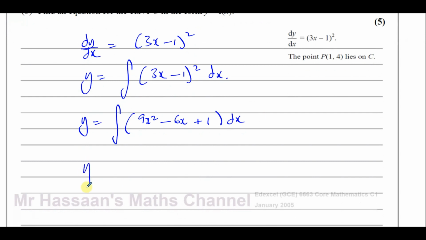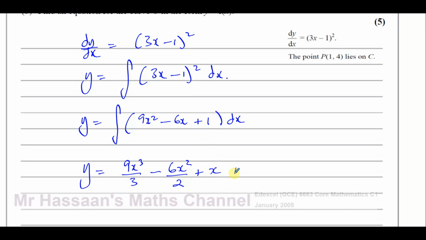So when we integrate, we add 1 to the power, so it's 9x cubed over 3: add 1 to the power, divide by the new power. Minus, add 1 to the power, 6x squared over 2. Plus, if you have a constant term, it just becomes an x. Just like 1 becomes 1x, and if it was 3, it becomes 3x. The reason being, when you differentiate x, you get 1, so integration is the reverse.